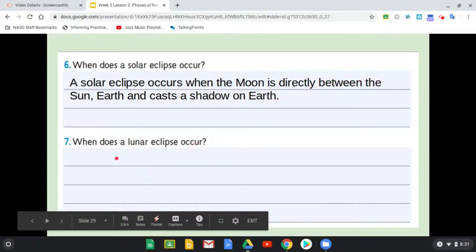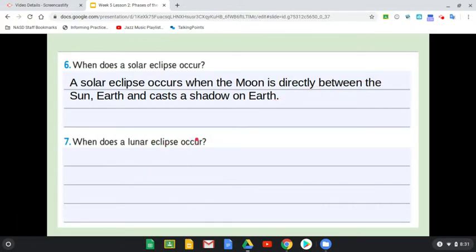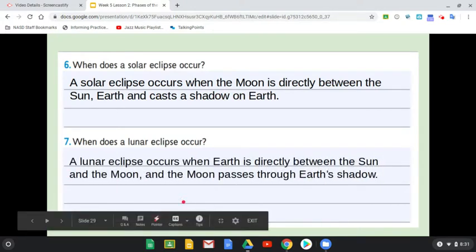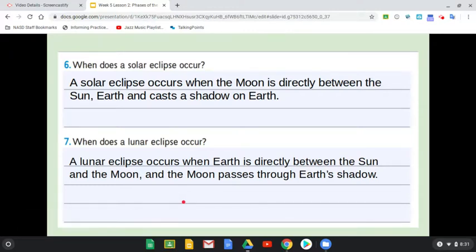Okay, and so when does a lunar eclipse occur? Very good. A lunar eclipse occurs when Earth is directly between the sun and the moon, and the moon passes through Earth's shadow. Very good job.